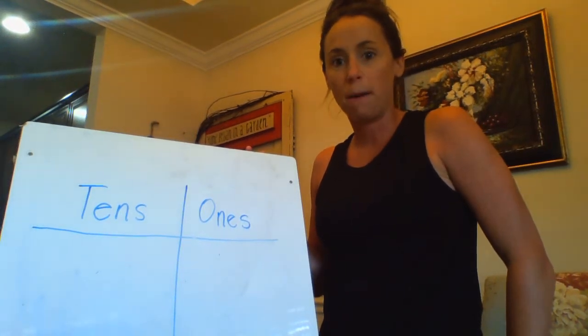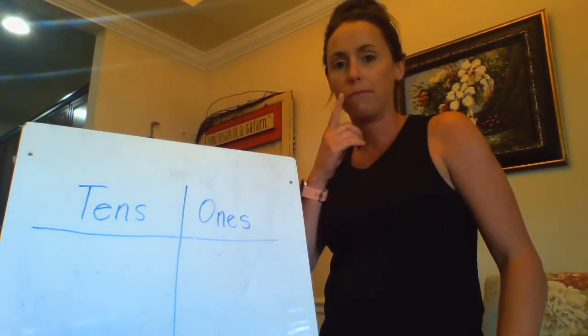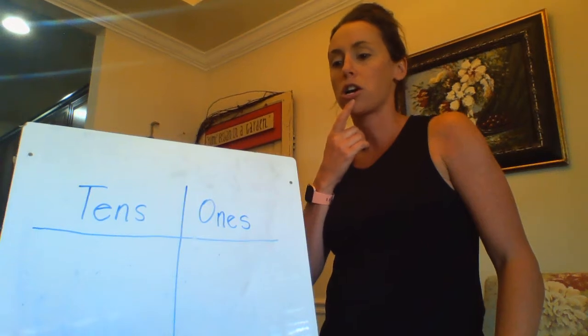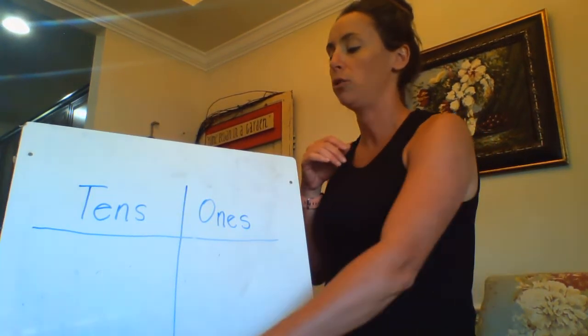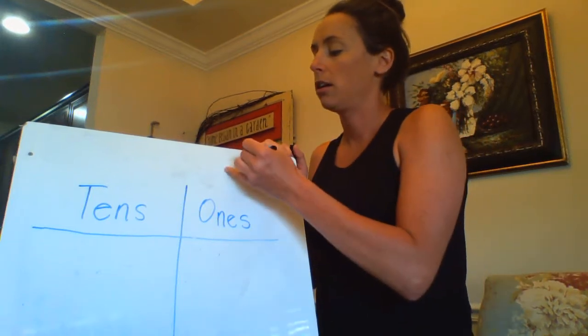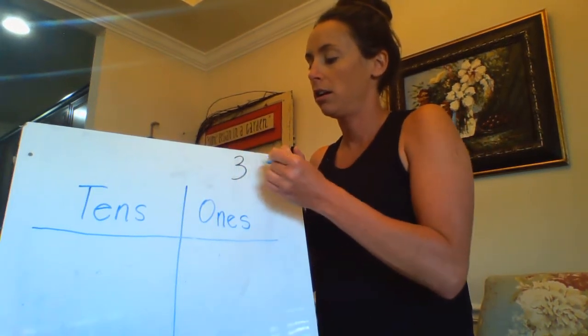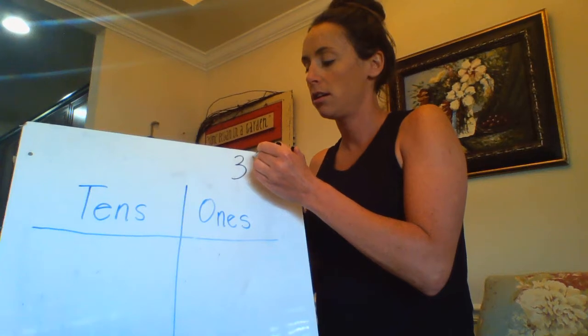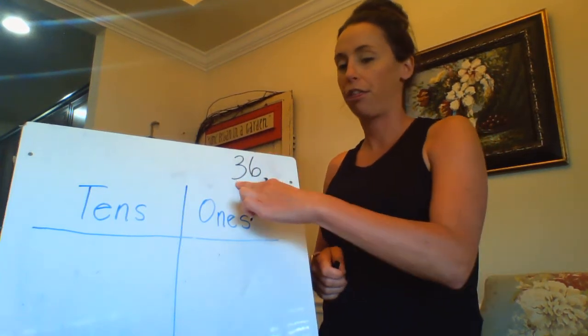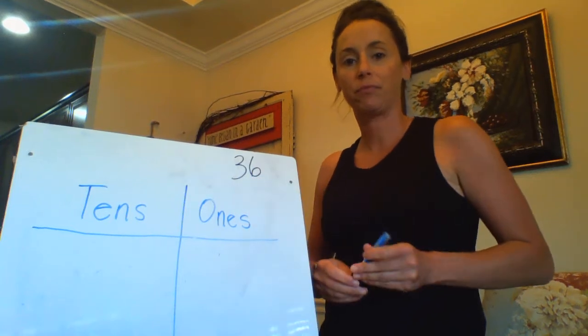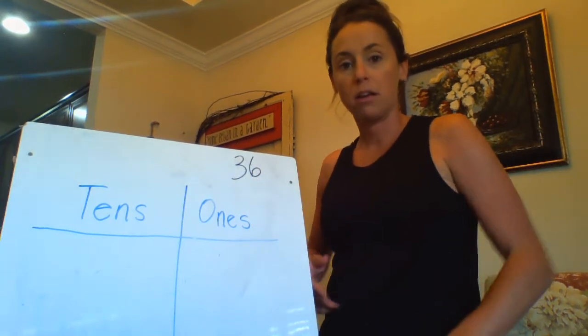Let's look at another number. I'm going to do a bigger number. Let's do it in black. What is my number? 36. 36 is my number.